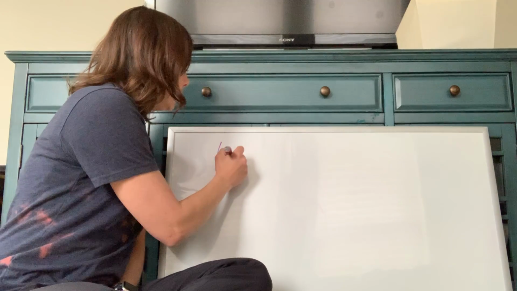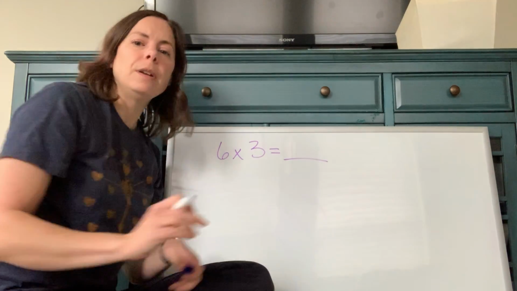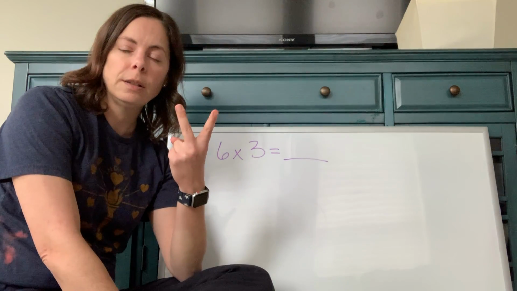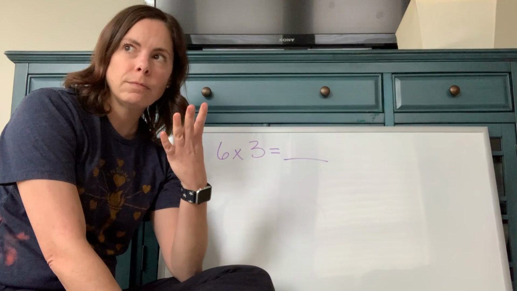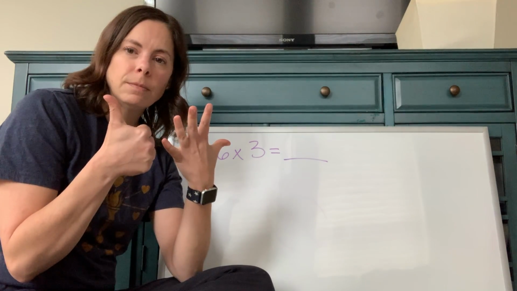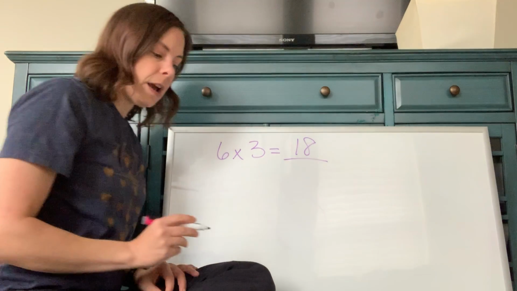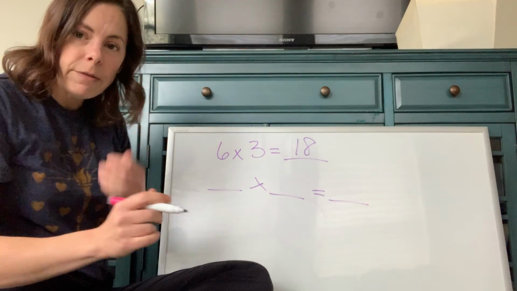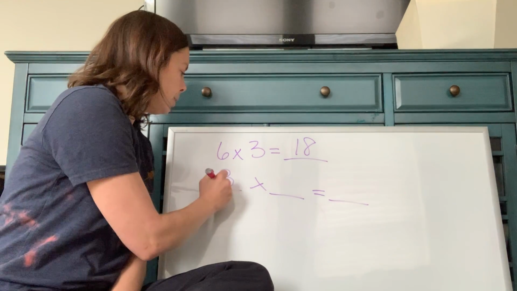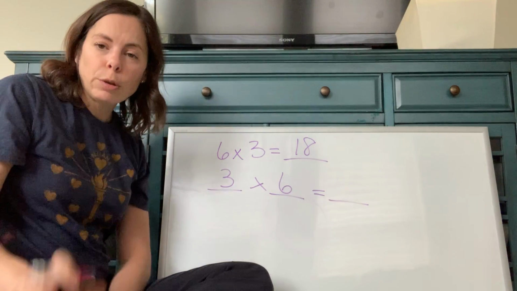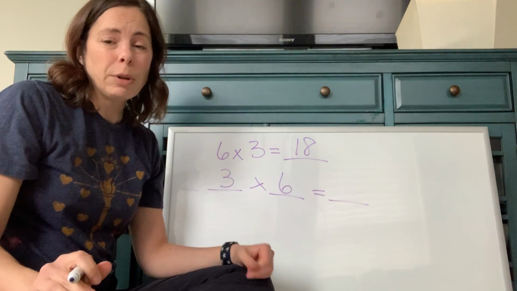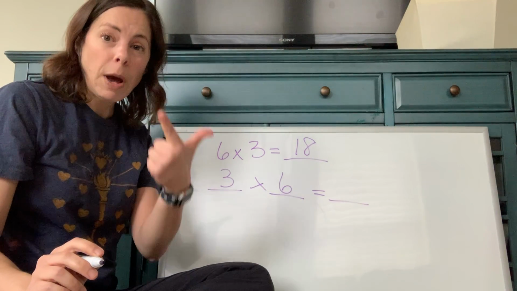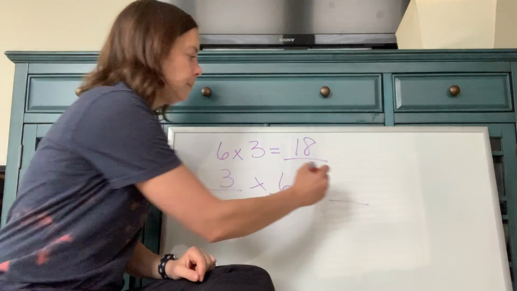Number 7 gives us 6 times 3 equals something. So that's 6 groups of 3: 3, 6, 9, 12, 15, 18. So 6 times 3 is 18, but now they give us blanks. Blank times blank equals blank. So it's going to be the turnaround fact of 6 times 3. So it'll be 3 times 6. And we know that 3 groups of 6 is actually the same as 6 groups of 3. It just looks different. 3 groups of 6 is going to be 6, 12, and 18.